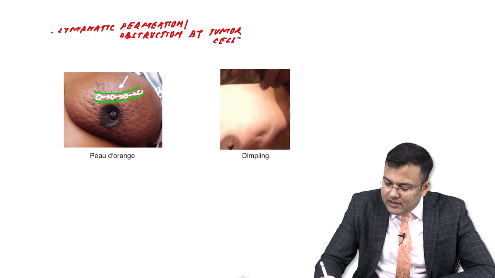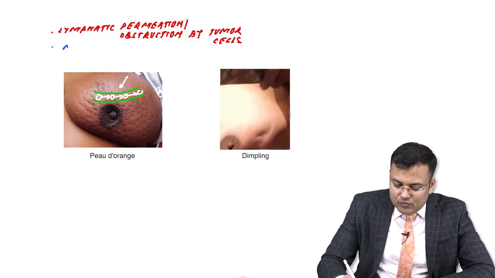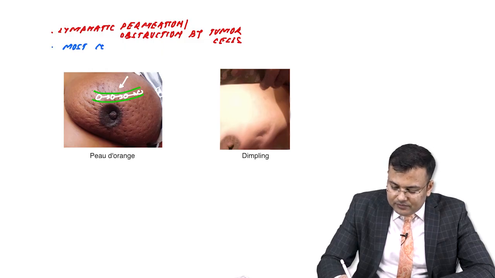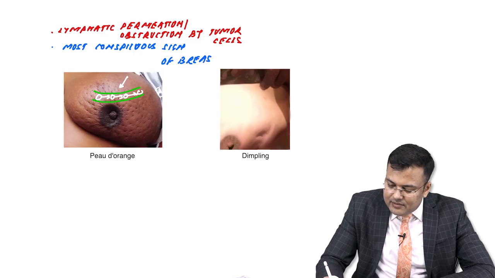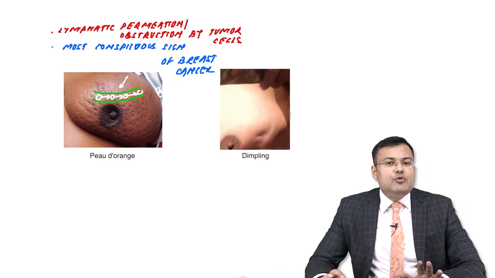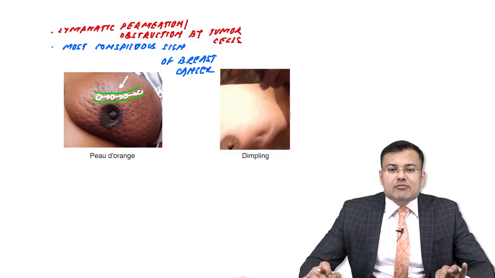We discussed that this is the most conspicuous or obvious sign of breast cancer. That is peau d'orange. You can see here, this is peau d'orange. I'm repeating again, this is one of the most commonly asked image-based questions.